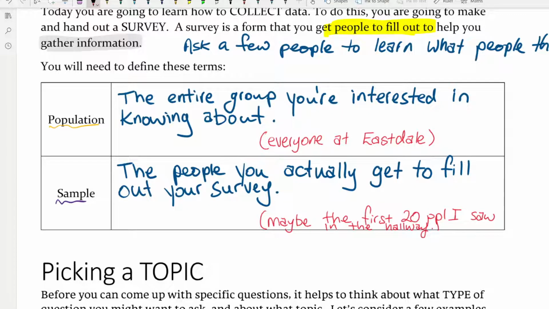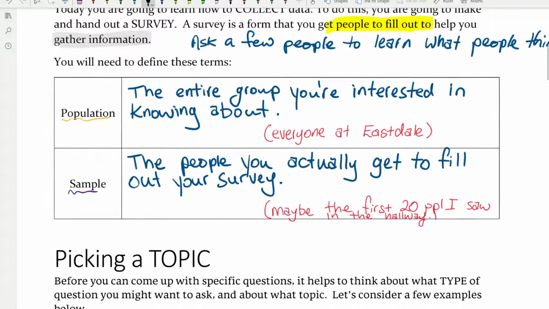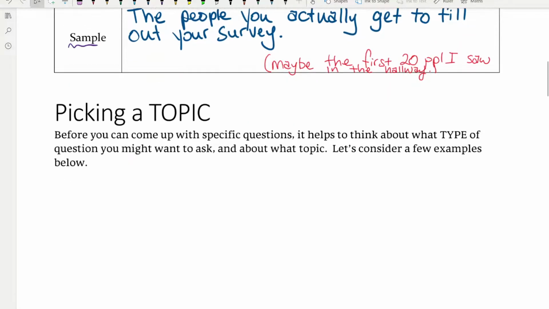So our sample is almost always smaller than our population. It is very rare to do a survey where you ask every single person. Mostly we do surveys where we pick 10, 20, 30 people, we see what they think, and then we assume that if we'd asked everybody, we'd have seen something similar. This is called sampling. So now that we know that, we're ready to design our survey. Because again, you're going to actually do this. You're going to make a survey and get people to fill it out.